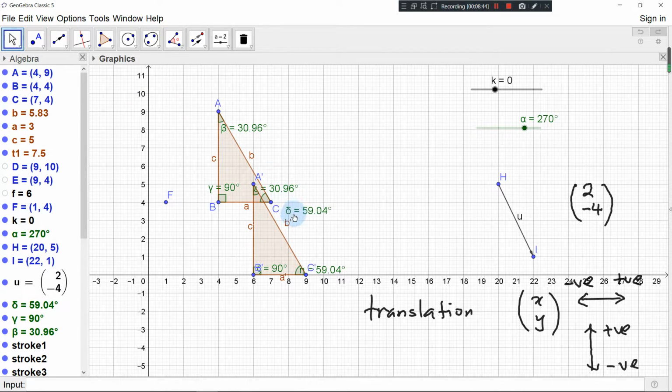I think you cannot see it here, right? 30.96, same thing. 59.04, same thing. And this is 90. Okay, their corresponding angles are equal. And these are two congruent triangles. Congruent, exactly the same. So this is the way how we draw the image of the object under a translation.